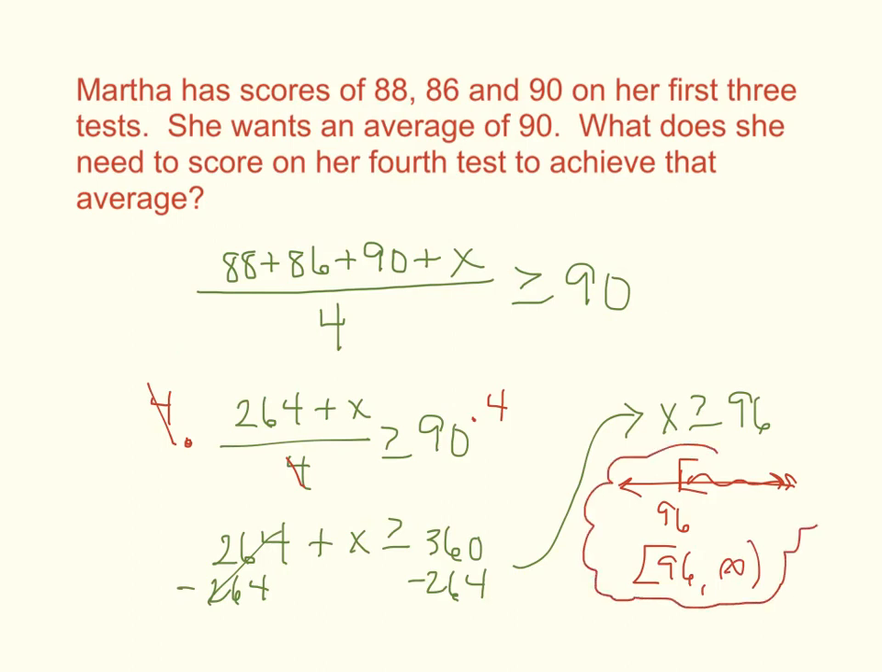If we're writing our answer in interval notation, it would look similar to this. Her test scores need to be between 96 and infinity, if that's possible, for her to get an average of a 90.